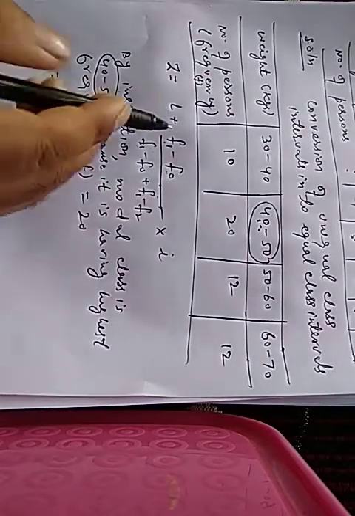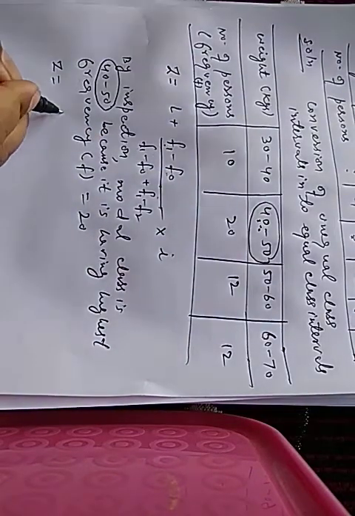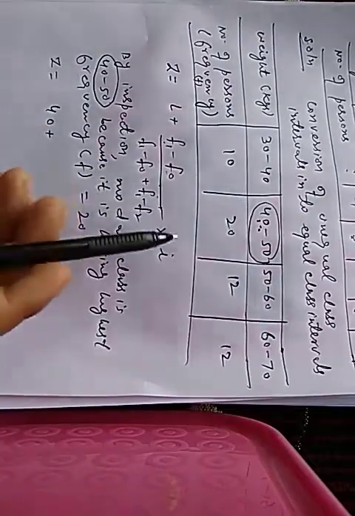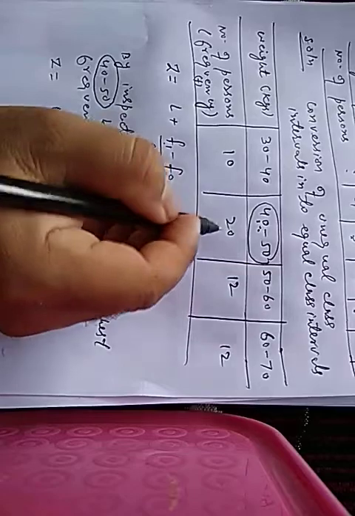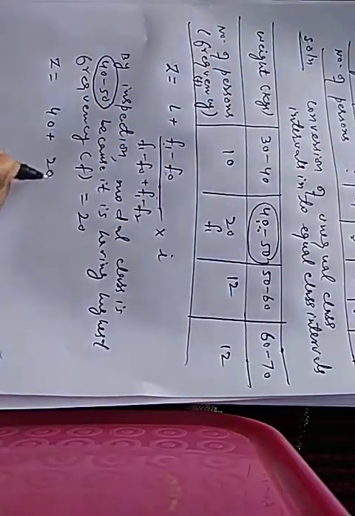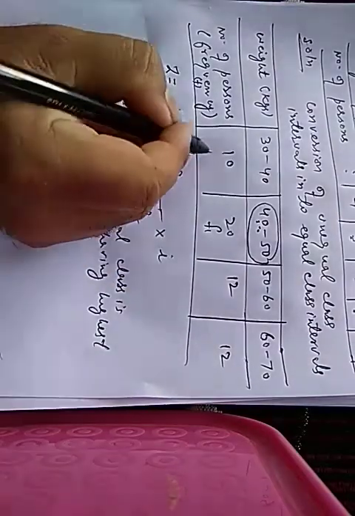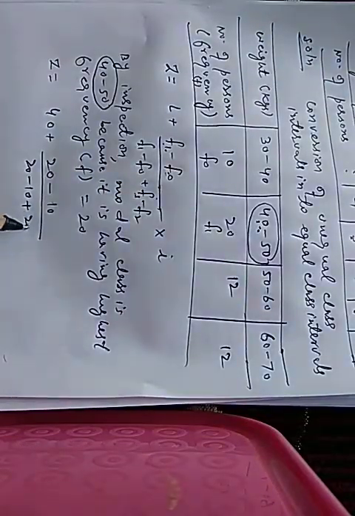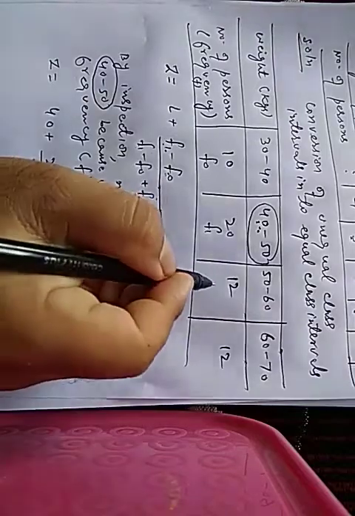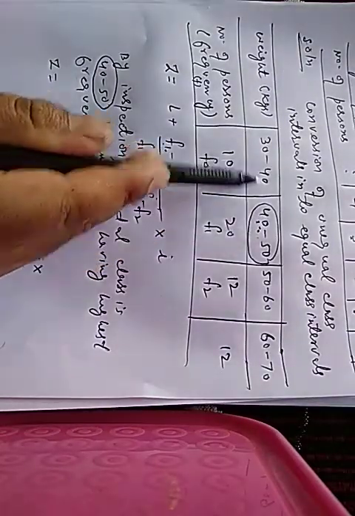Now model value will be equal to the lower limit of this model class, which is 40, plus frequency of model class, this will be F1, it is 20, minus preceding frequency of model class, this will be F0, it is equal to 10, divided by F1 minus F0, that is 20 minus 10, plus F1 minus F2, F1 is 20 and F2 is succeeding frequency of model class, that is equal to 12, multiplied by size of class interval, which is 40 to 50, it is equal to 10.